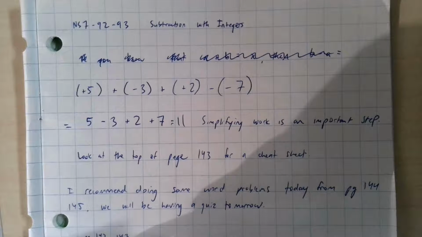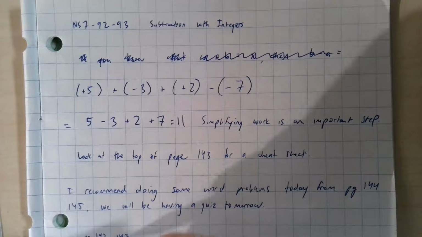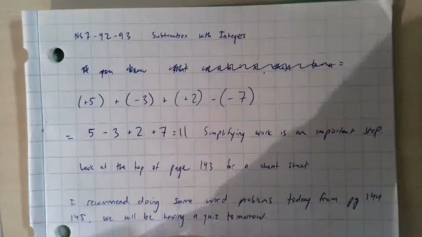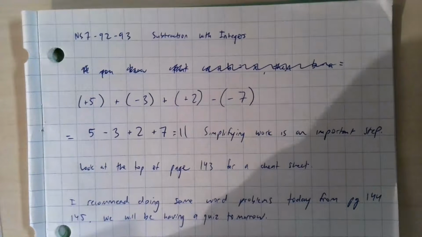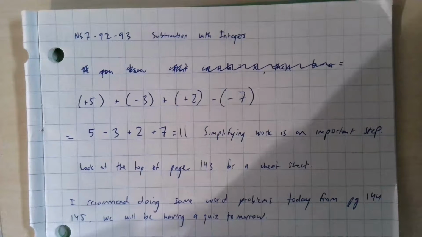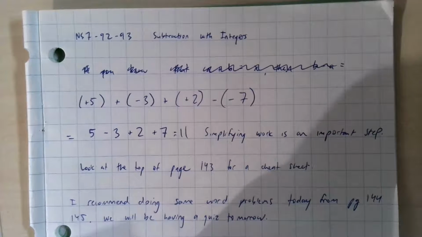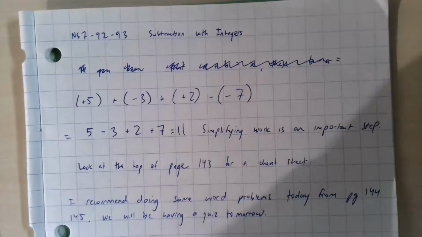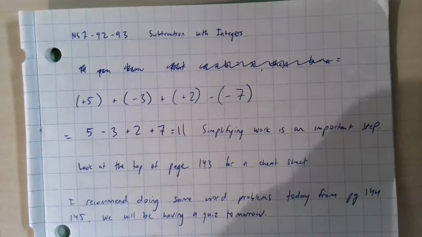So what I'd like you to do is on page 142, I'm going to have you do numbers 1 and 3 and also then number 7, every other one. And then on page 143, I'd like you to work your way through number 3 and 5.